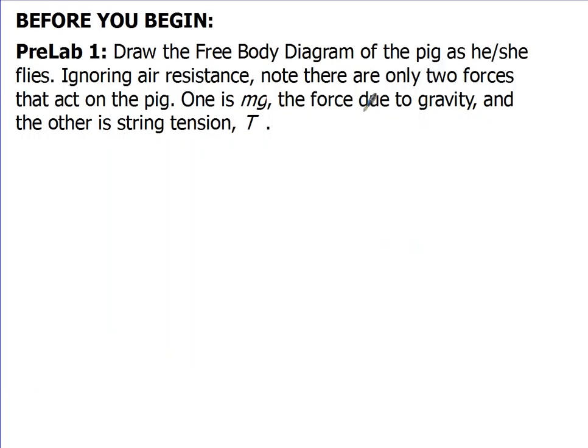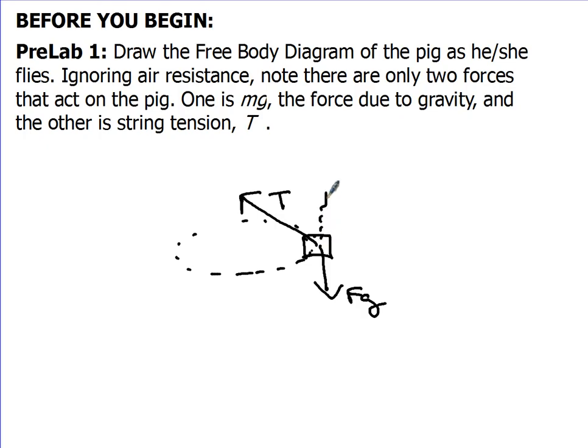Now draw a free body diagram of the pig as he or she flies. So here's my pig. We've got a square pig. I will not traumatize you with drawing my pig. Now, FG always goes straight down. And the other force acting is the tension of the string. Now let's look at this. The tension of the string goes like this. Let's say our pig is moving this way. The tension of the string is back to the center. So we see we're going to have some Ty that's going to equal Fg, and then some Tx.